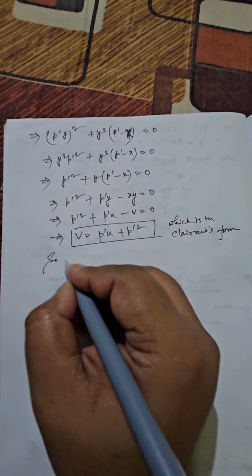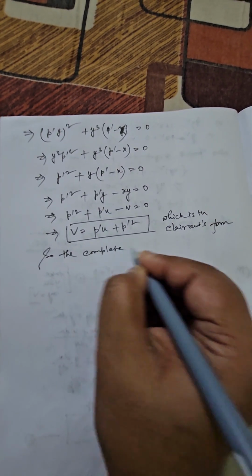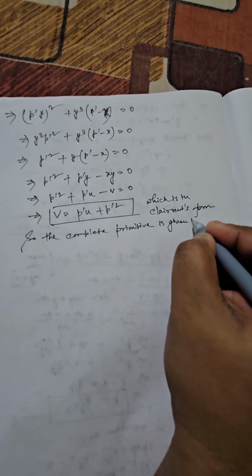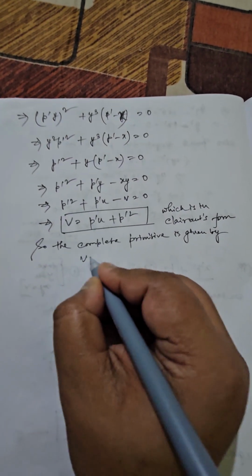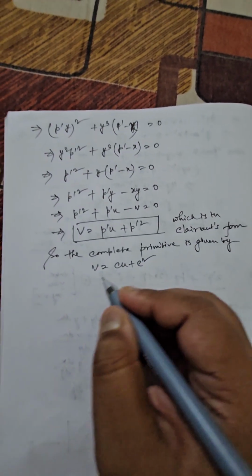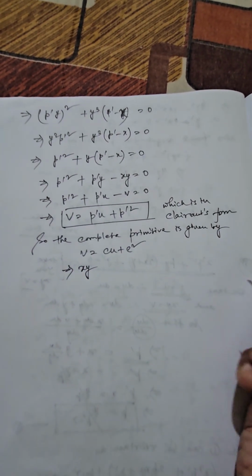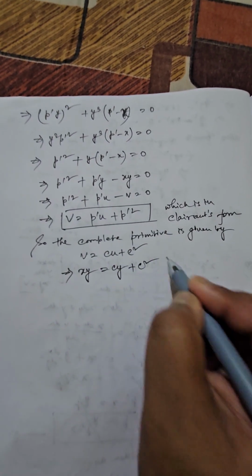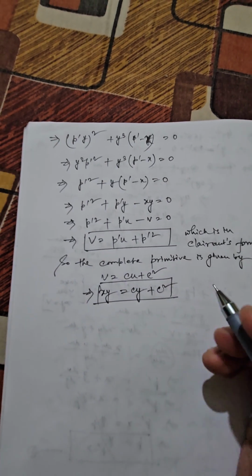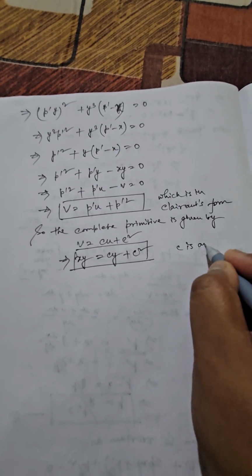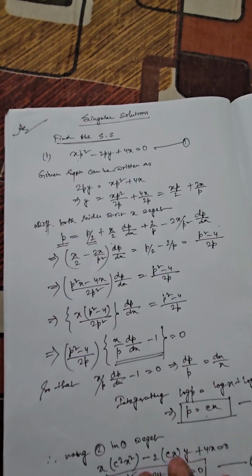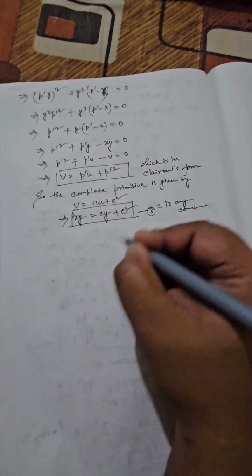So as we all know, the complete primitive is given by v is equal to cu plus c square, but again v is equal to what? xy, and u is equal to what? y. So here you can say the solution is written in the form of like this. C is the arbitrary constant, c is any constant. Now this will give you the general solution. So this was equation 2 and we can take this as equation 3.